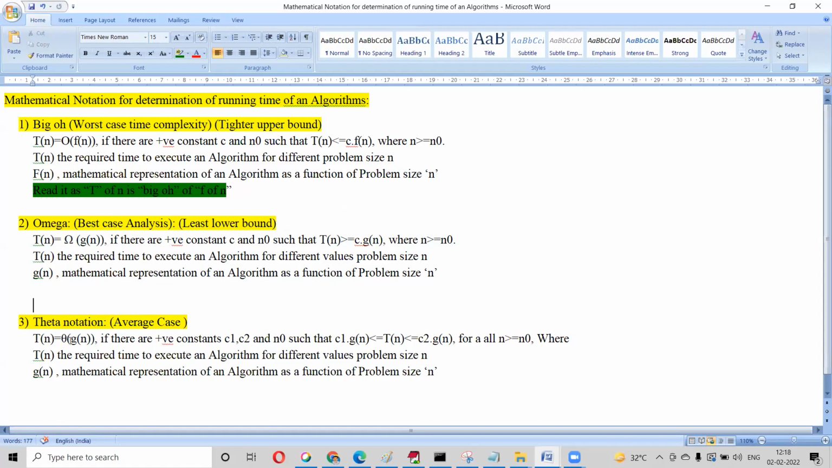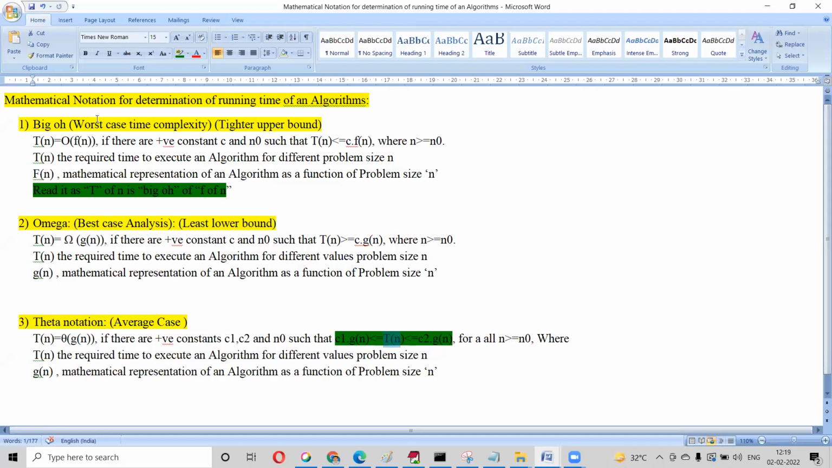So T of n is theta of g of n if there are positive constants c1, c2 and n naught such that c1 into g of n is less than or equal to T of n, which is less than or equal to c2 into g of n. So the time required to execute your algorithm always lies between c1 into g of n and c2 into g of n, this time interval, for all n greater than or equal to n naught, where n is the problem size and n naught is the input threshold value, right? So these are the basic mathematical notations for big O, omega and theta notations.